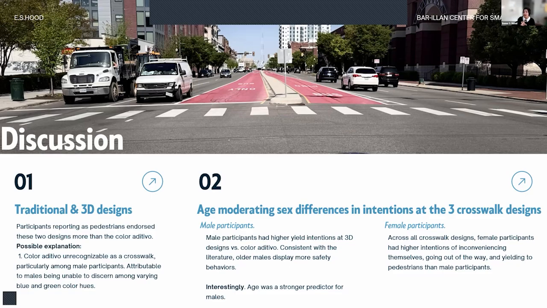So male participants had higher yield intentions at 3D than color additivo. And this is consistent with literature, like I said, where older males display more safety behaviors. But it was interesting that age was a stronger predictor for males than it was for females. So for female participants across all crosswalk designs, female participants had higher intentions to be inconvenienced or go out of the way and to yield, which again is consistent, females showing higher safety behaviors in the roadway.